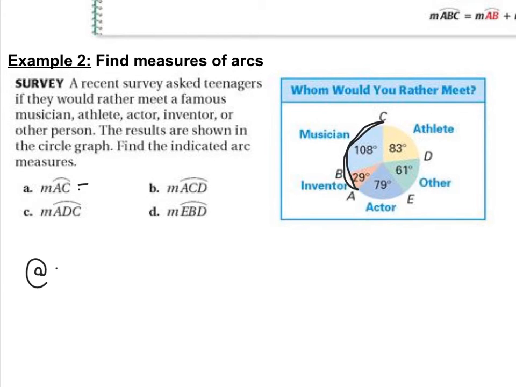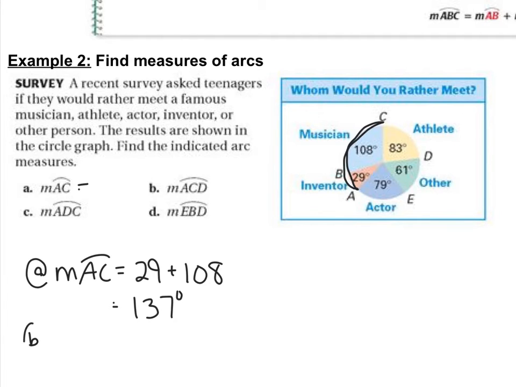So for letter A, the measure of arc AC is going to be equal to AB, which is 29, plus BC, which is 108. We will add those together. 29 plus 108 will give us 137. So the measure of arc AC is 137 degrees.